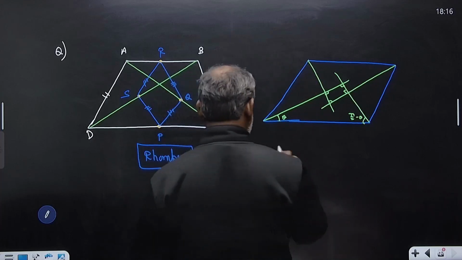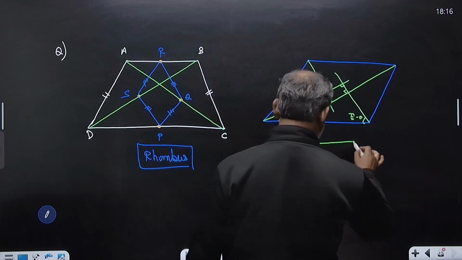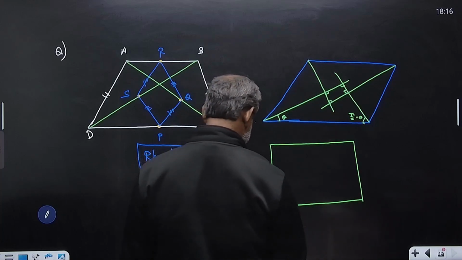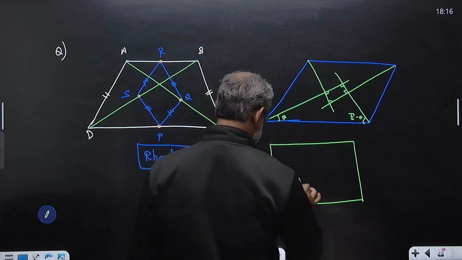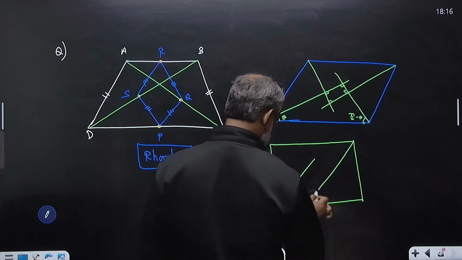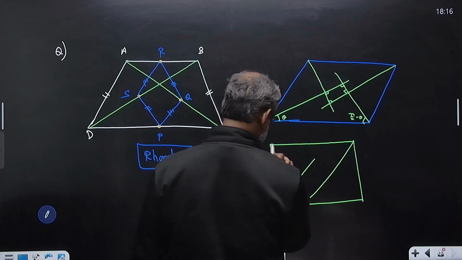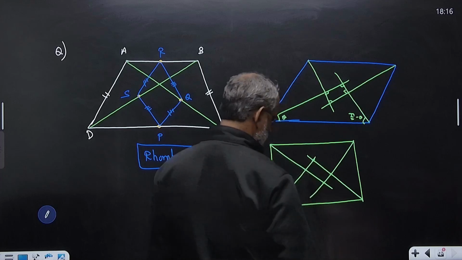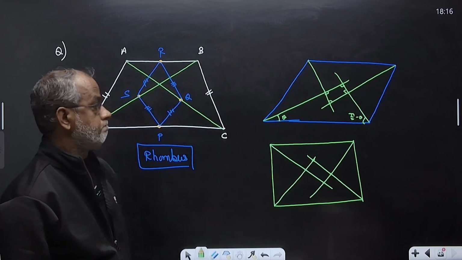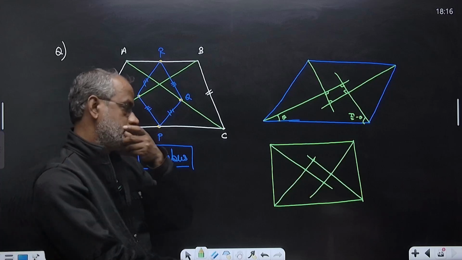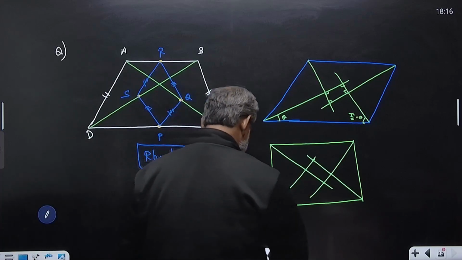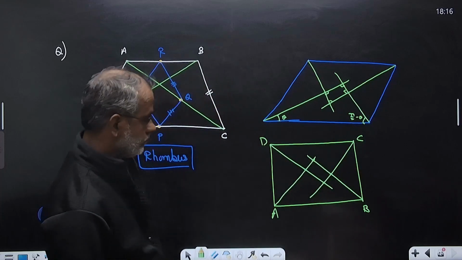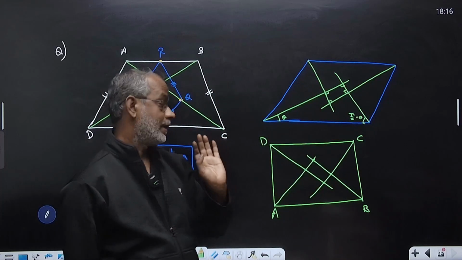Suppose this is a rectangle. So angle bisectors, 45, 45, what will this be? Here ABCD is a rectangle. Definitely it will be a rectangle. Is it a square?